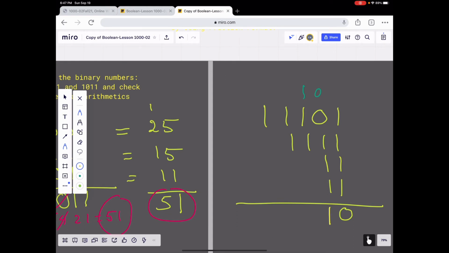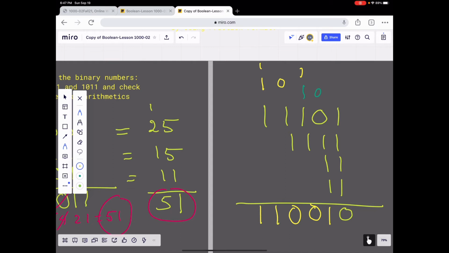And then you carry 1. Now you've got 1, 2, 3, 4, four number ones together. So you put 0 and carry 1 over here, all right? And 1 plus 1 equals 10. Carry 1, and 1 and 1 and 1 make 11. All right, so that is your answer.